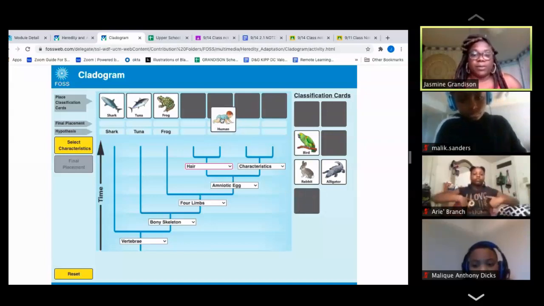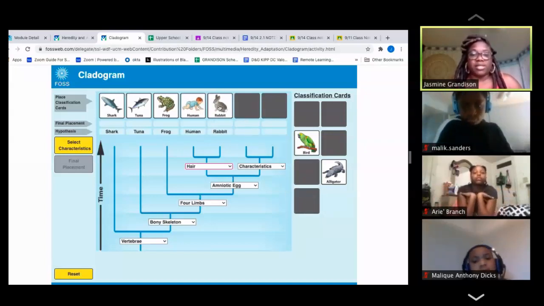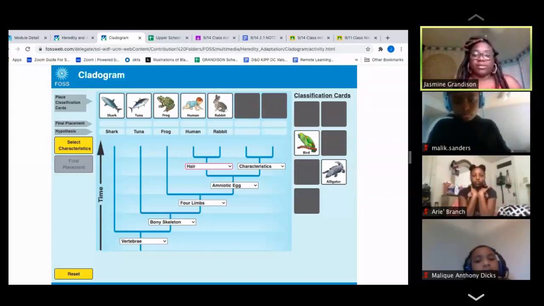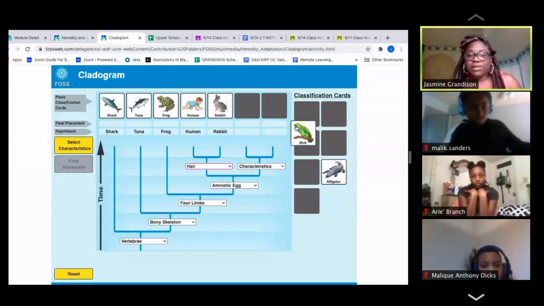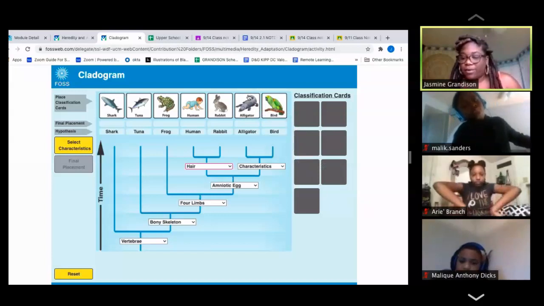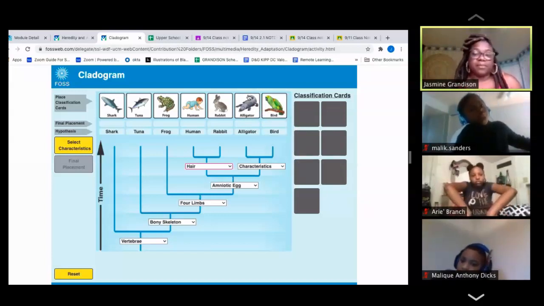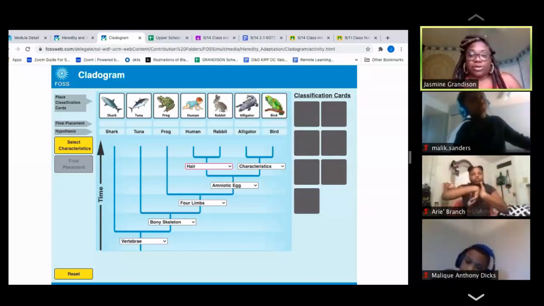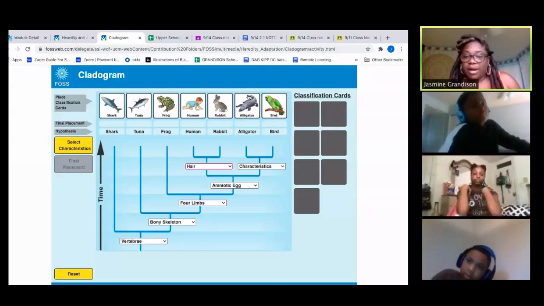So that's where we're going to place the other two organisms because they both have hair, they come from an egg, four limbs, a bony skeleton, and they have a vertebrae. So by default, we have the other two that you have said. A bird has feathers, not hair. Okay? And our last characteristic that we should have in common is what?